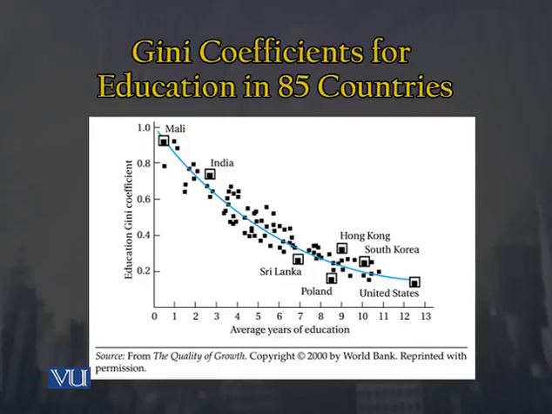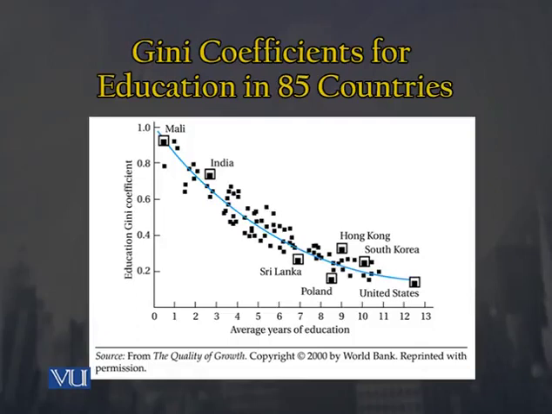This is a figure taken from the World Bank's report that got published in the year 2000. 85 countries have been accounted for in the sample, whose average years of education and educational Gini coefficient have been plotted in this diagram.